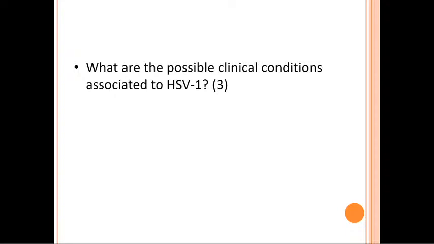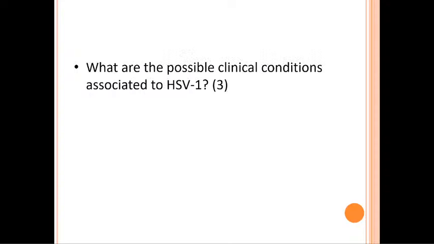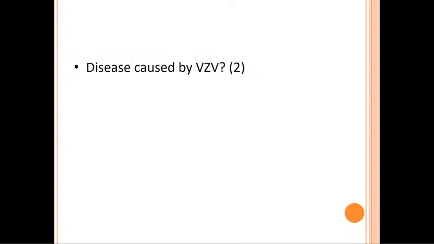Now, possible clinical conditions associated with HSV-1 are gingivostomatitis, herpetic keratitis, and encephalitis. Now VZV. As I mentioned before, it is varicella zoster virus, and the diseases caused are chickenpox or shingles. Okay? Varicella is responsible for chickenpox in young people, zoster in their adult life. Now, latency of VZV is in the dorsal root ganglia. Please be mindful of the sensory nerve ganglia for HSV-1 and HSV-2. Dorsal root ganglia is the latency site for VZV. Okay? Be mindful of these things.